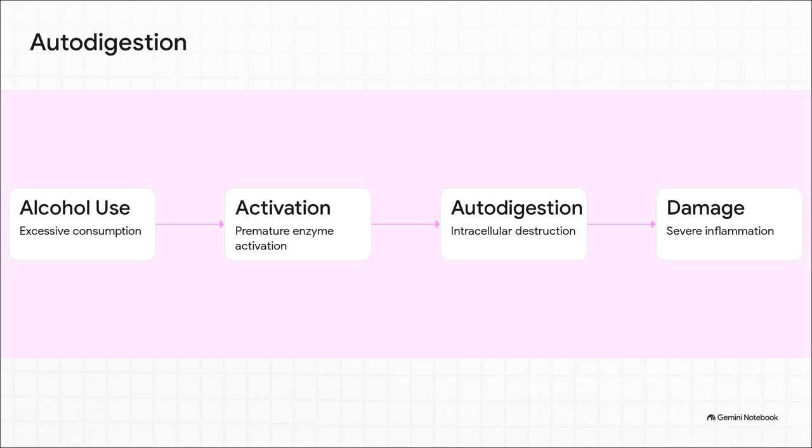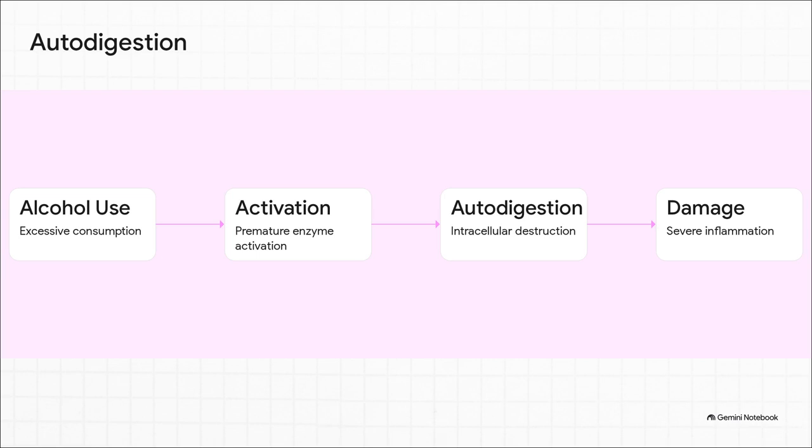Well, it's this terrifying process called autodigestion. Normally, your pancreas creates enzymes to digest food, right? And they safely activate later, once they reach the intestines. But excessive alcohol consumption causes a major glitch, premature activation. Those enzymes wake up while they are still trapped inside the pancreas. So the pancreas literally begins to digest itself.